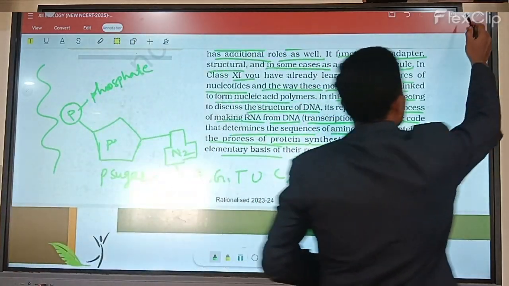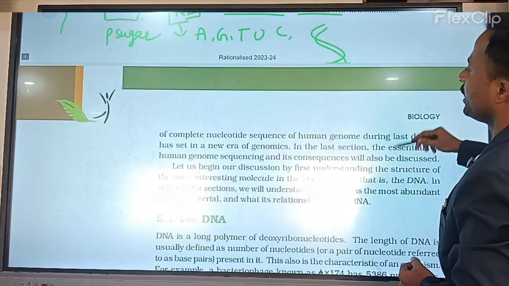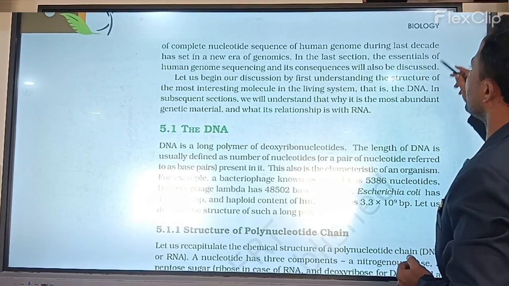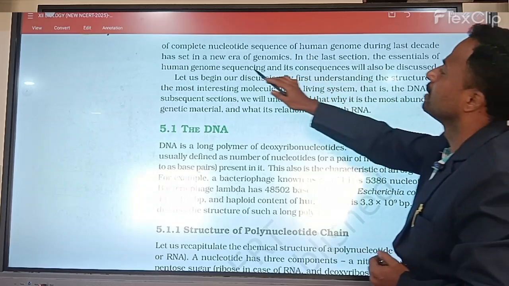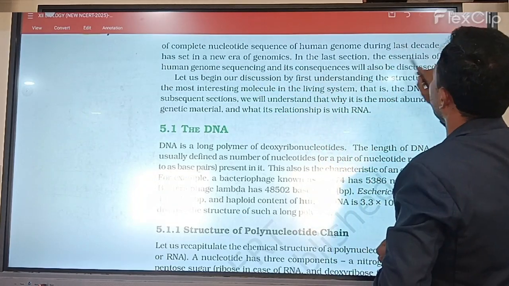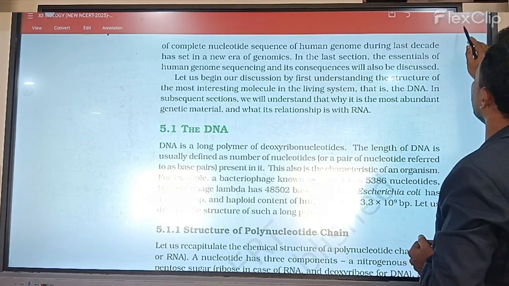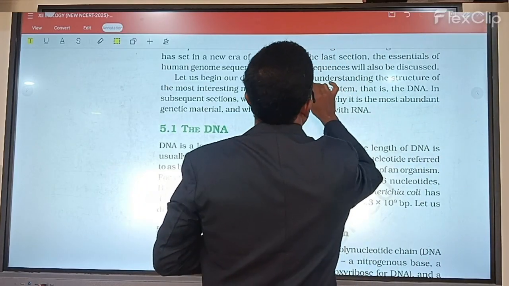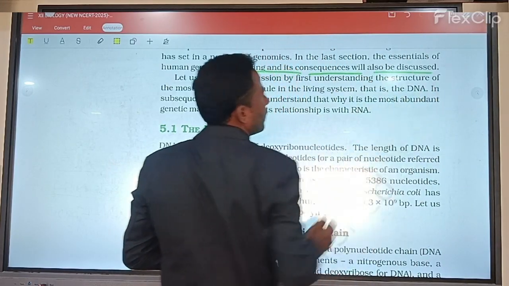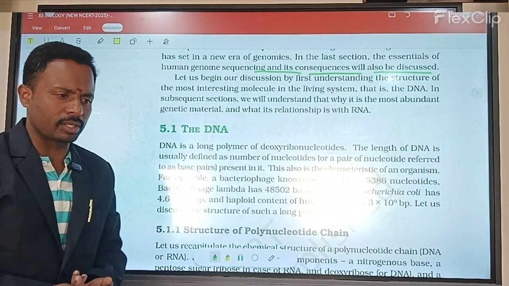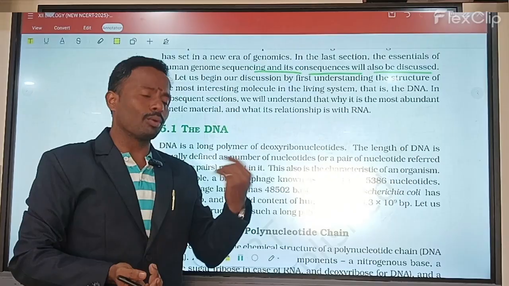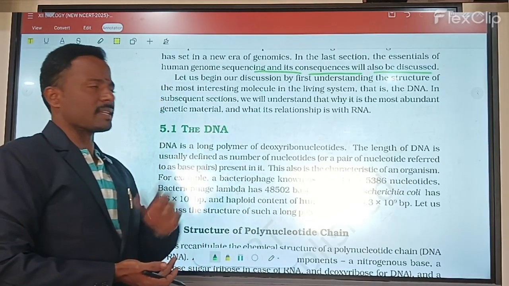Then, the determination of the complete nucleotide sequence of the human genome during the last decade, and the new genomic sections essential for human genome sequencing will also be discussed. How genes are carried from generation to generation, what their functions are, and how this whole process takes place, we discuss here.